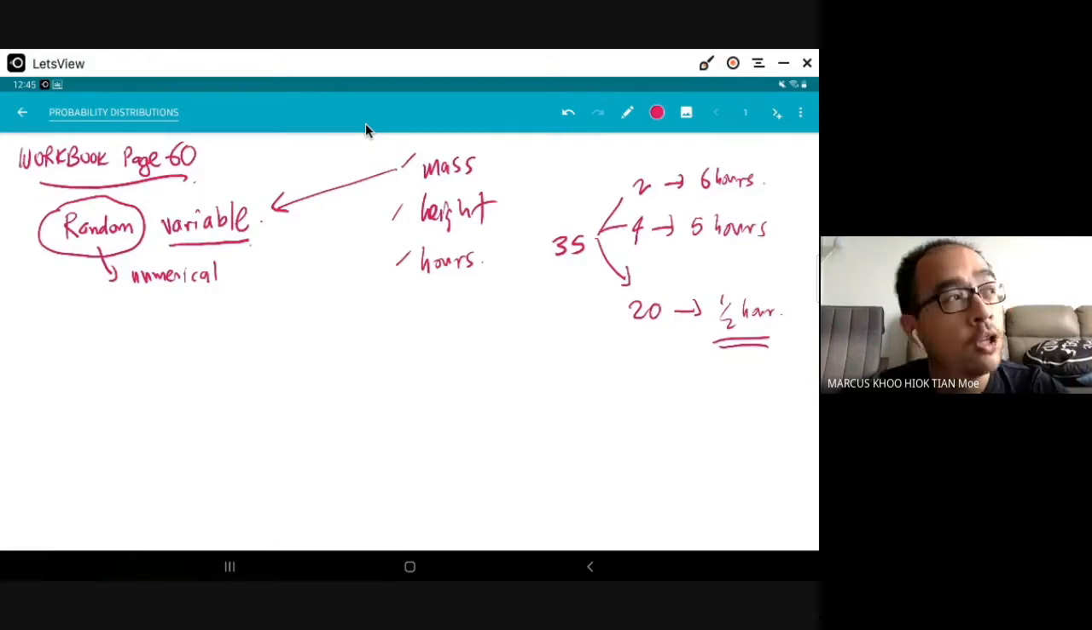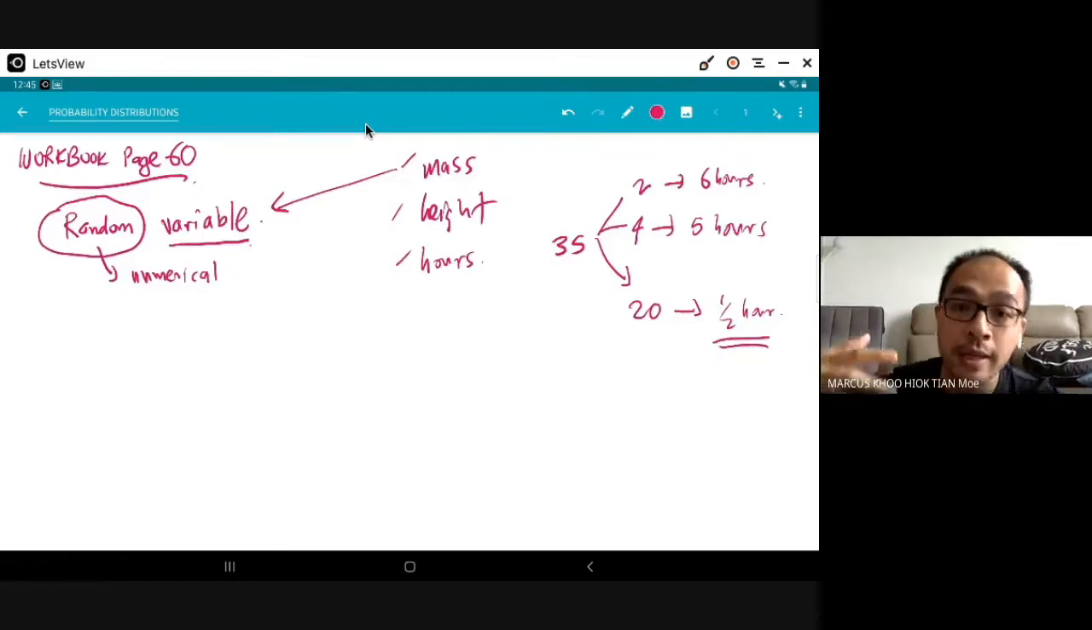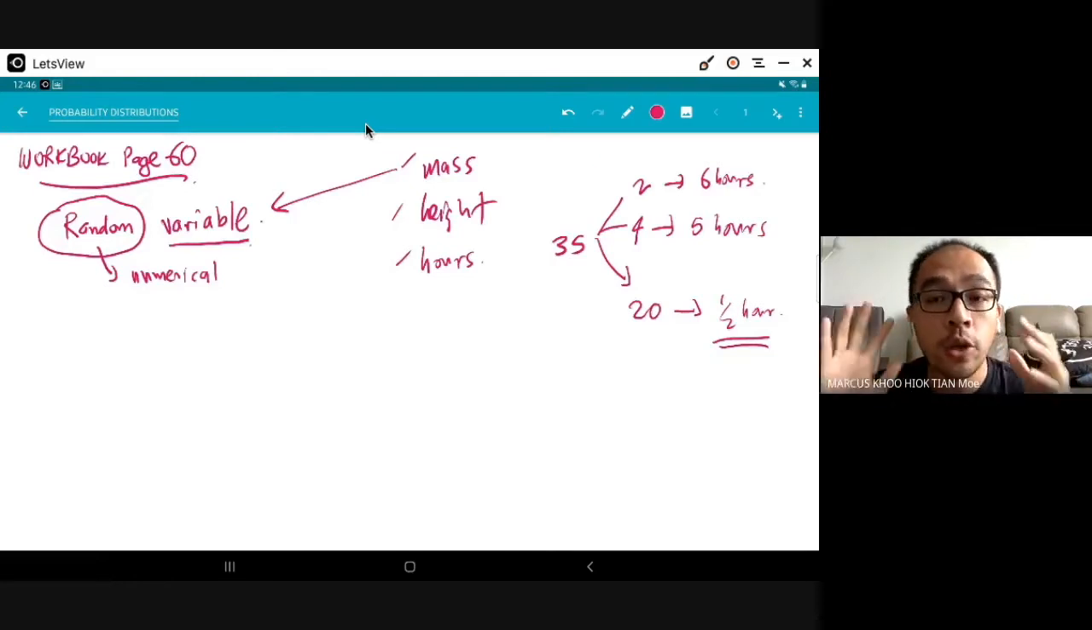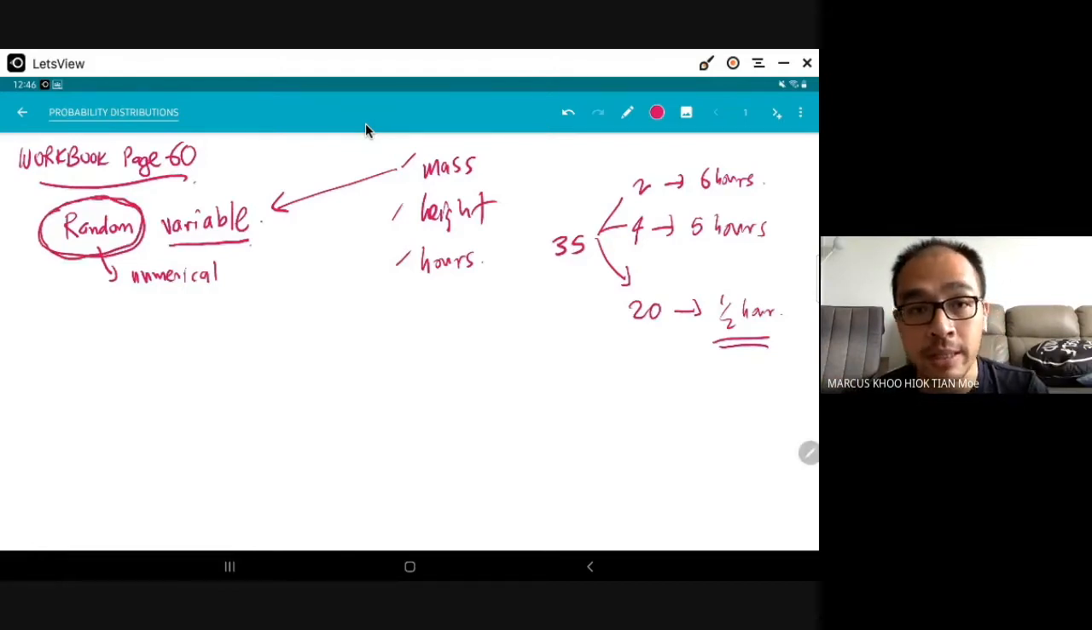For example, do you think today is going to rain or not going to rain? Rain or no rain, you cannot count that. But it is a variable. Rain or no rain, it can change. Some days it can rain, some days it cannot rain. But you cannot count, so we don't call those random variables. But in mathematics, because we are studying numbers, we have to call these variables random variables because they have a number behind them.